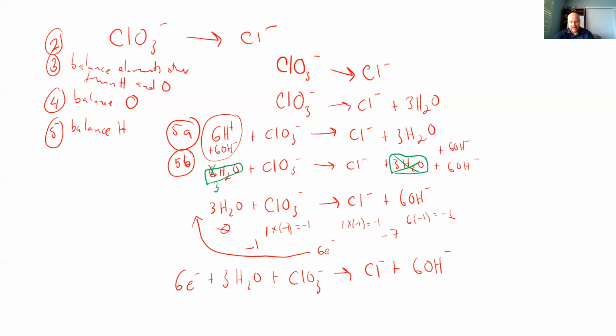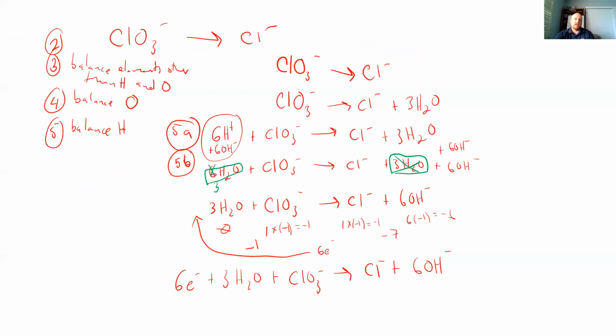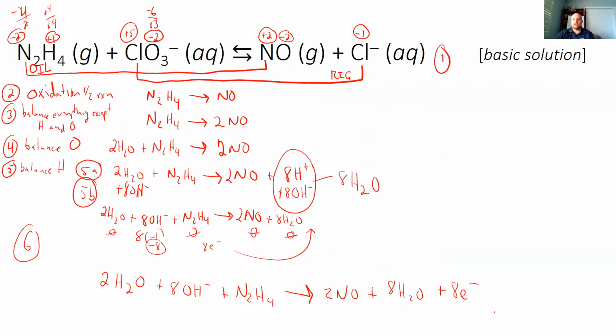Now remember the next step, we're going to use that lowest common multiple to figure out how many of each of these we need. What do I have to multiply this equation by and the other equation by? So I've got 6 electrons and I've got 8 electrons. Well, in order to get 6 and 8 to be the same thing, the lowest common multiple for 6 and 8, well, that's going to be 24. And so I have to multiply the reduction half reaction by 4 and the oxidation half reaction by 3.